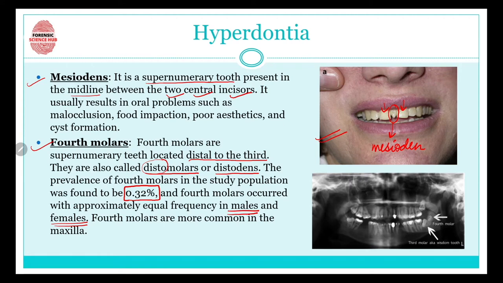Fourth molars are more common in the maxilla, that is the upper jaw. If you look at this particular picture, here is the third molar, this is the third molar, and here is the fourth molar.